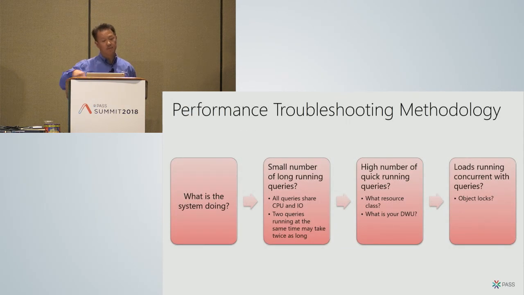And then, again, performance tuning is: what is the system doing? Is it a small number of long-running queries? Make sure you look at all the CPU and the resources. And if I have a high number of quick-running queries, for example, how are they contending? Do they exceed the concurrency? And what resource class are they running against? And then there's also some contention, obviously, with loads impacting the queries running out there.